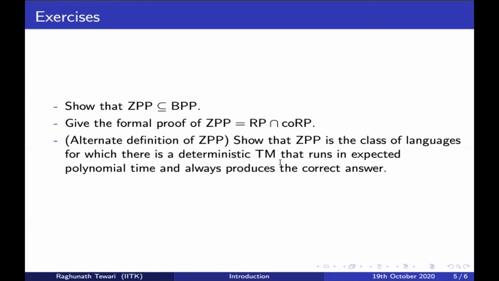In other words, if you take a language that is in ZPP by the previous definition, then that language is also in this class that I have defined in the third exercise. And if you take a language in this class, then it is also in ZPP. Both directions you need to show.